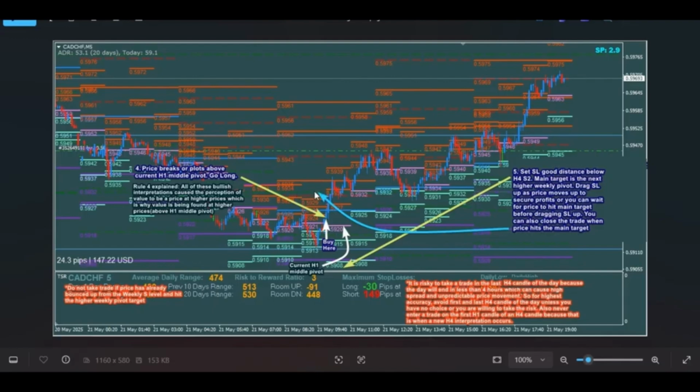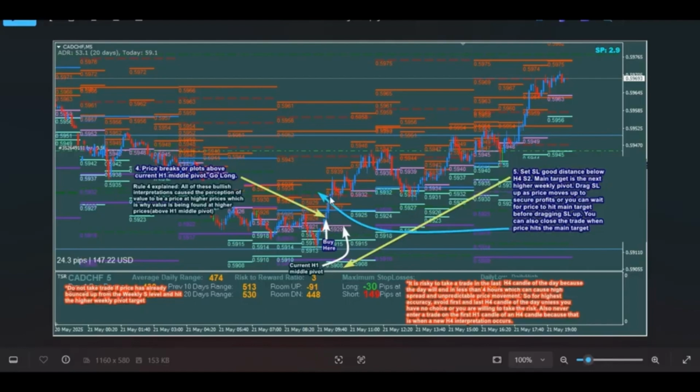So since price bounced up from the weekly S2, our target is the next higher weekly pivot, which is the weekly MS2. Okay? Which is the midpoint pivot between the weekly S1 and the weekly S2. Okay? This dashed line right here. Okay?